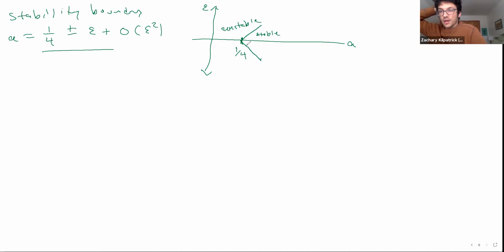In the homework, you're going to go up to order epsilon cubed for the first problem. We'll go ahead and do order epsilon squared now, just to sort of finish off this problem, okay? But before I move on, I'll just pause. Are there any questions about this approach?